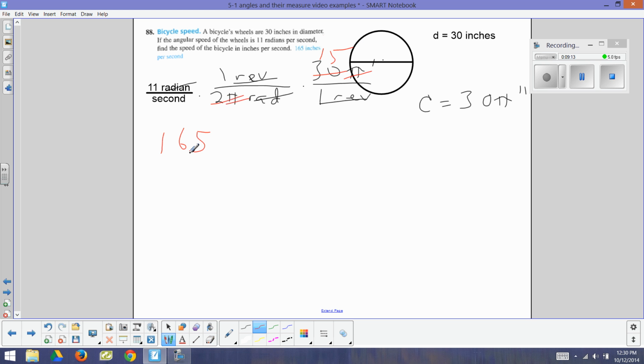And my label on this, when you look at it, is inches per second. So this is inches per second.